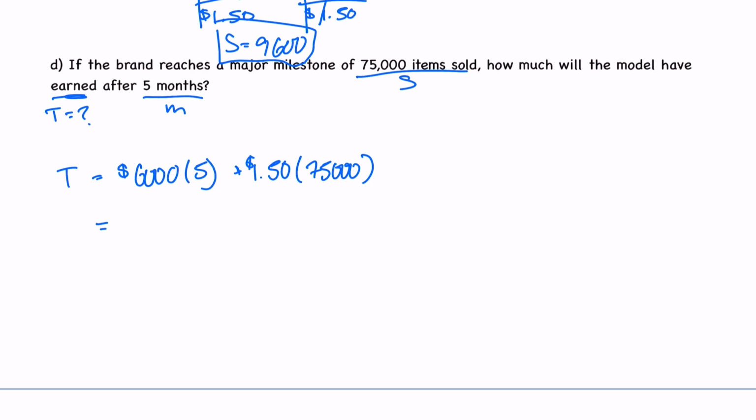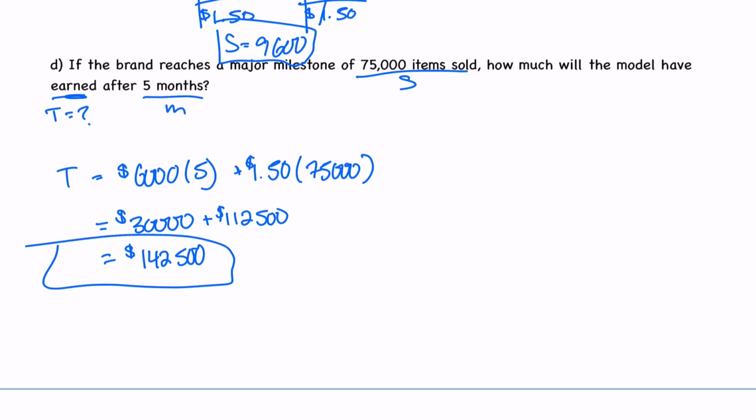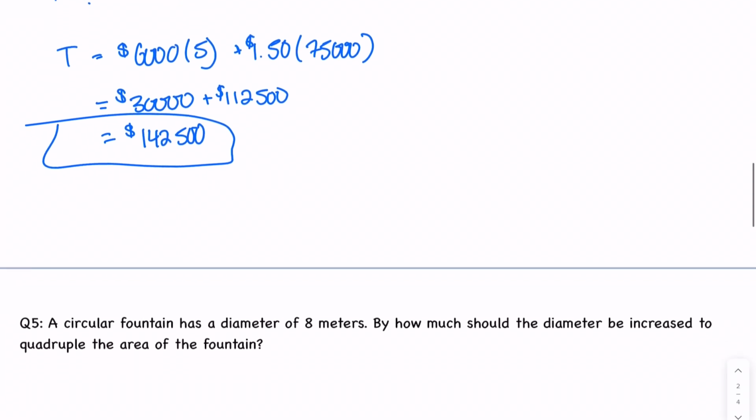So 6,000 times 5 is 30,000, and $1.50 times 75,000 is $112,500. So adding these two together, we get $142,500 as our answer. And I'm too lazy to write a therefore statement right now, but you guys could figure that out.